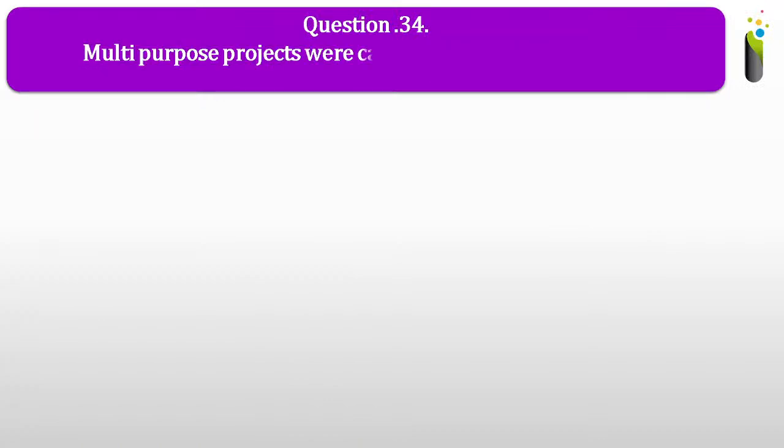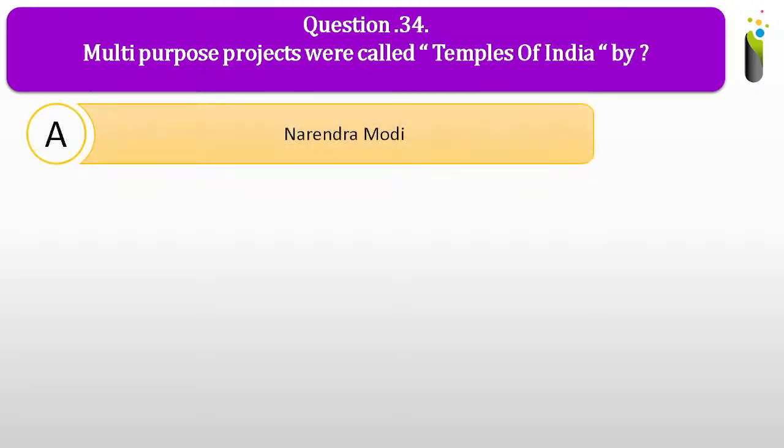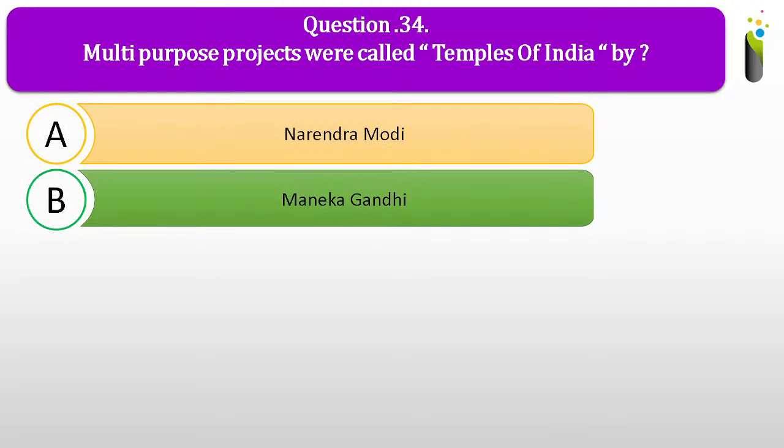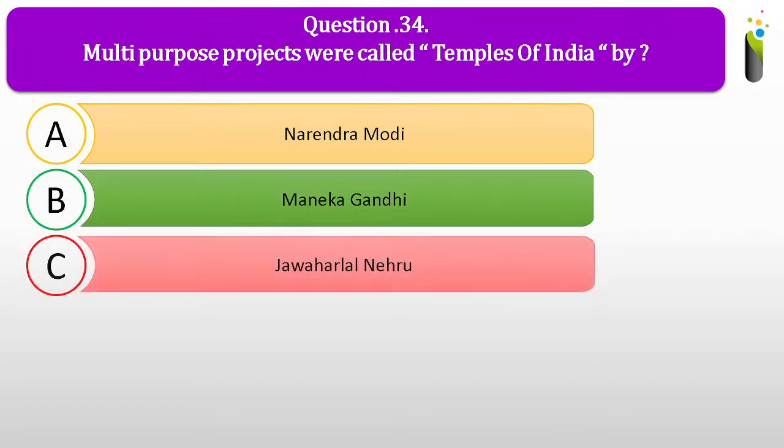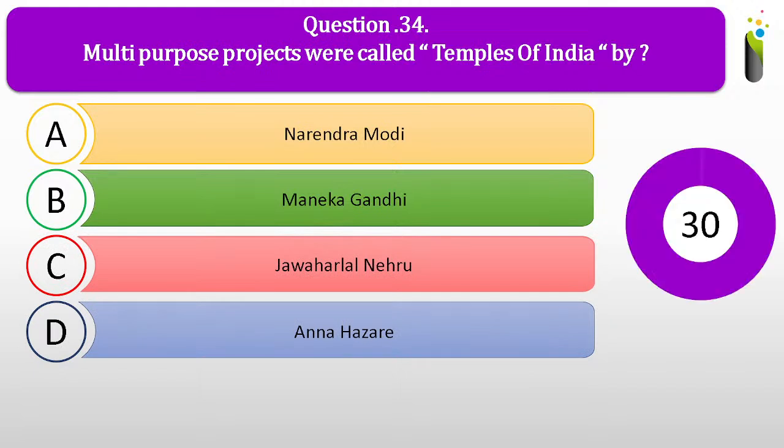Going ahead to question number 34. Multi-purpose projects were called as temples of India by dash. A. Narendra Modi, B. Maneka Gandhi, C. Jawaharlal Nehru, D. Anna Hazare. So multi-purpose projects were called as temples of India by dash.